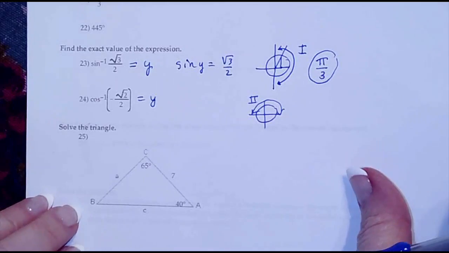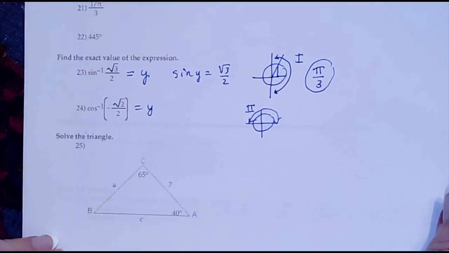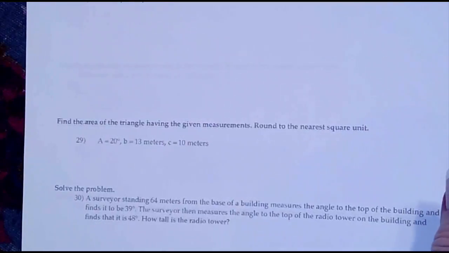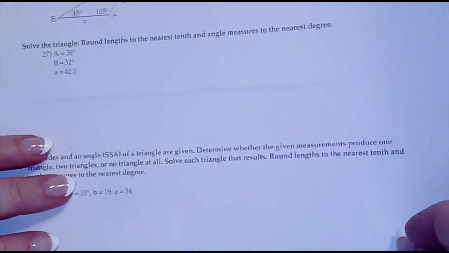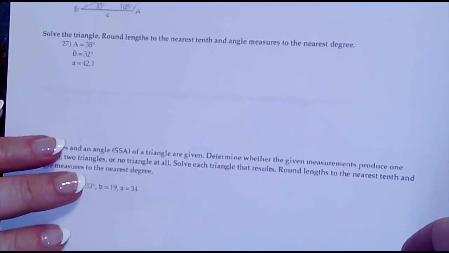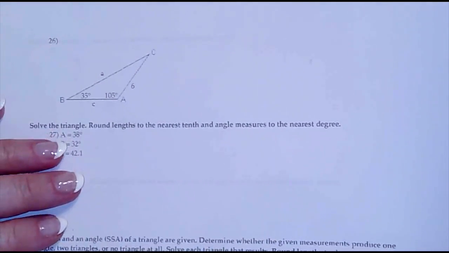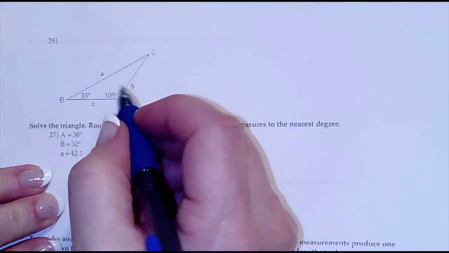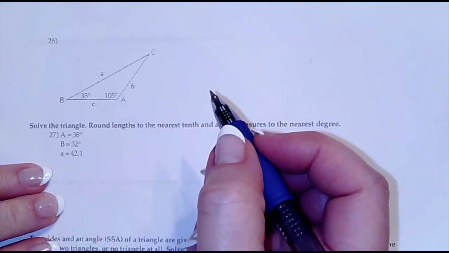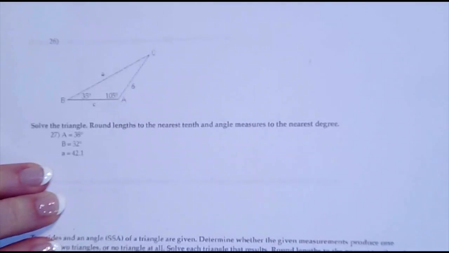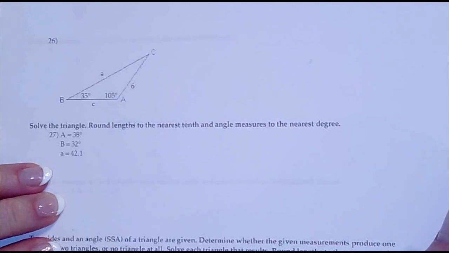Okay, the next one we're going to look at is number 30. No, I'm sorry, number 26. Oops, that's 27. Let's go down one more. Okay, next one we're doing is number 26. This one is solve the triangle again. All right, so solve the triangle.